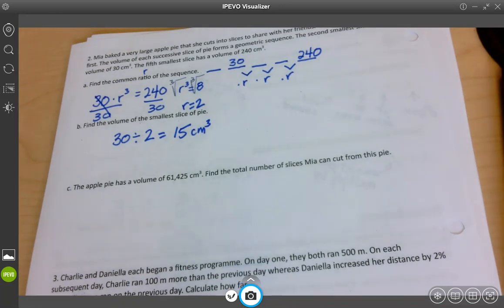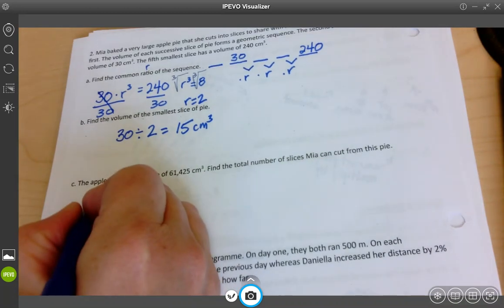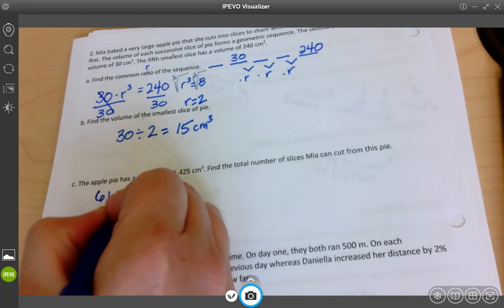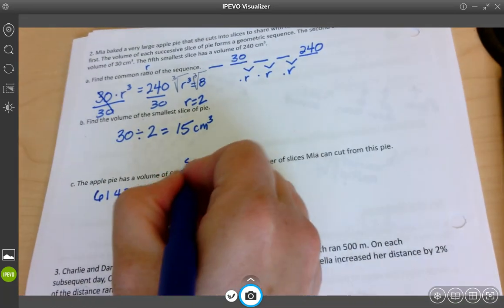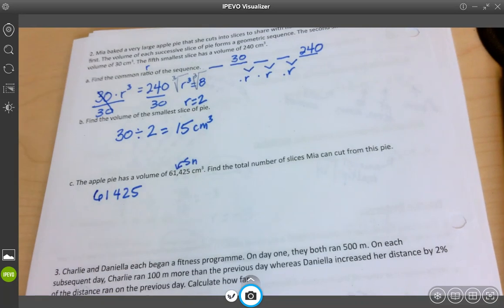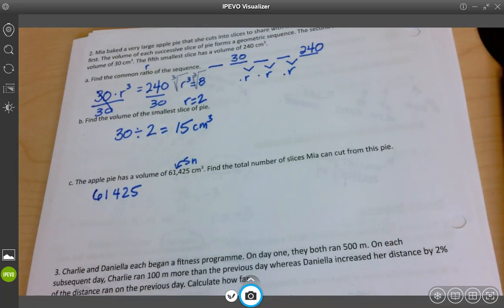All right, the apple pie has a volume of 61,425 centimeters. Find the total number of slices she can cut from this pie. So we're talking about the sum here, right? So that's going to be the sum. And we need to find out how many slices n we can get out of that. So let's put that into the sum formula.